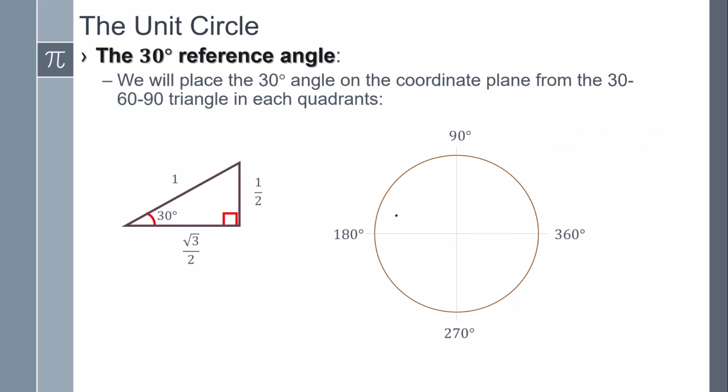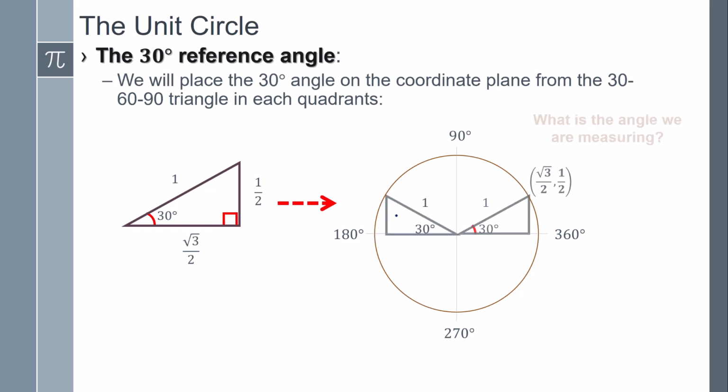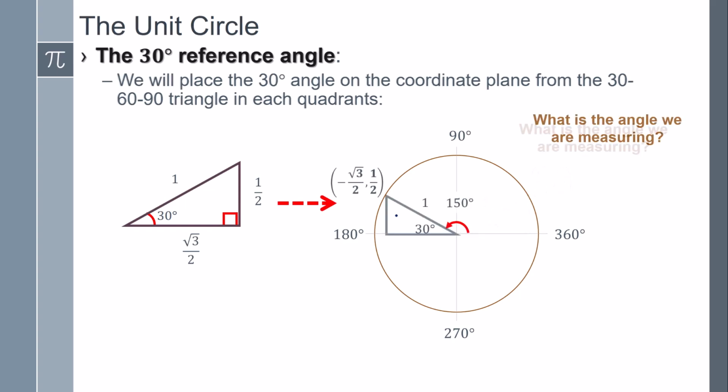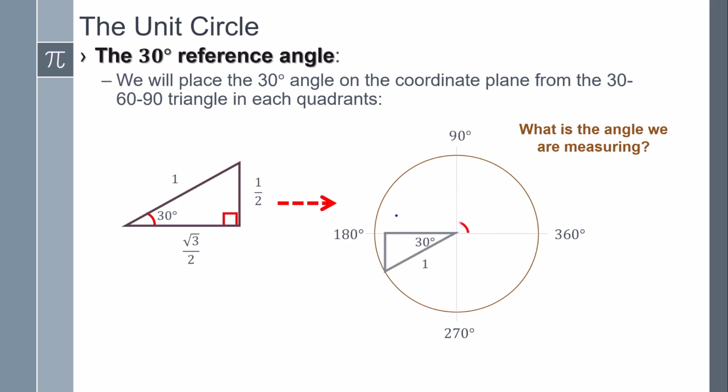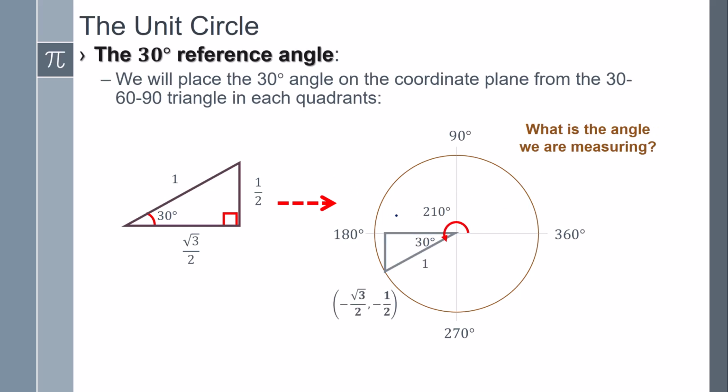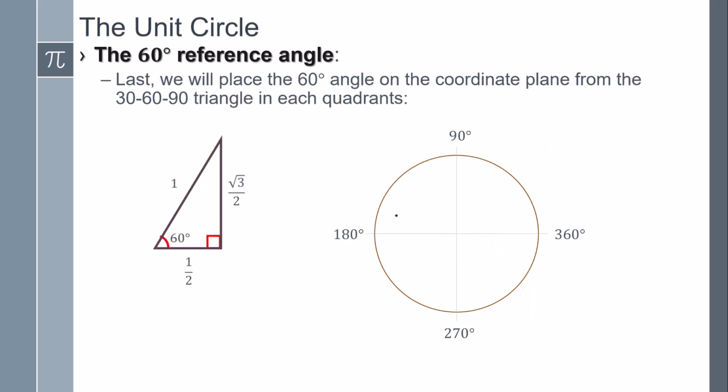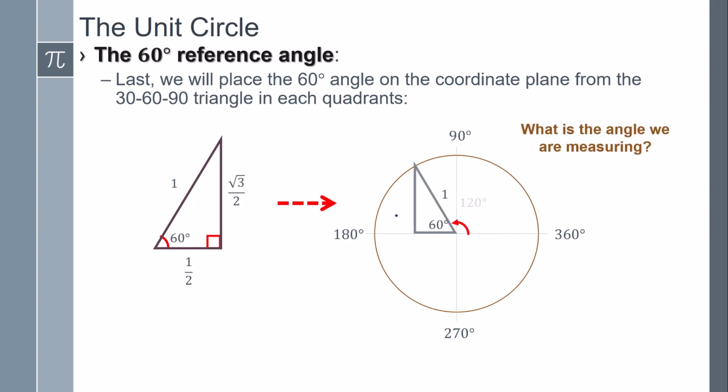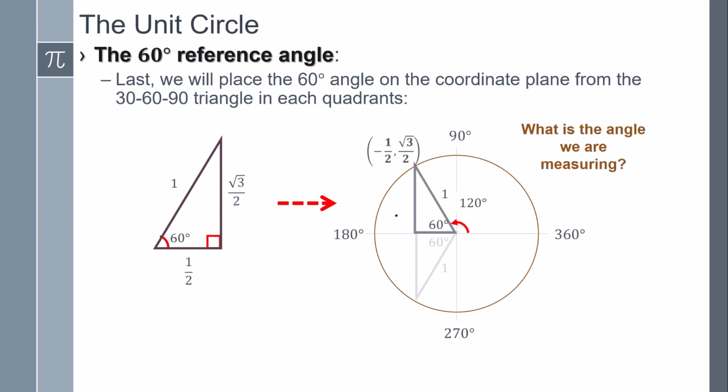We can do that with the 30 degree reference angle. So 30 degrees, same idea. We go through this. You can pause it and slow it down if you want, but we take all of these values and we put it on the unit circle. And then I could rotate that triangle and have the 60 degree reference triangle. And I could take that and put that on the unit circle and have everything rotated and go around it.